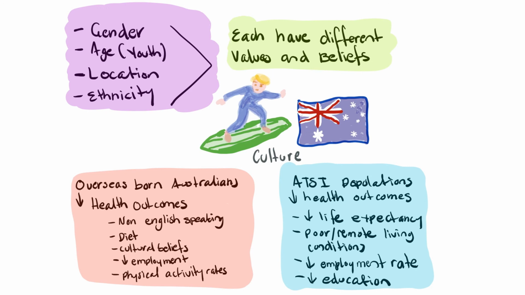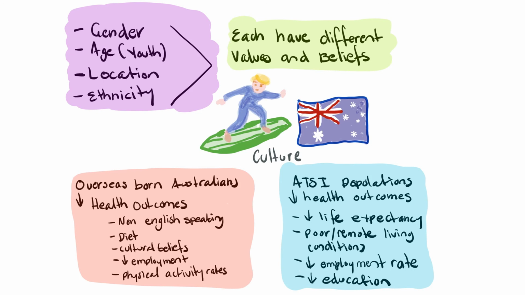Now, when we look at Aboriginal and Torres Strait Islander populations, they also have decreased health outcomes. And this generally equates to a decrease in life expectancy. So we know that there's that gap in life expectancy between Aboriginal and Torres Strait Islander Australians and non-Aboriginal and Torres Strait Islander Australians. And this is generally due to poor and remote living conditions. So a lot of the ATSI populations in Australia are living in rural and remote areas, so have decreased access to education, decreased employment rates, and decreased access to healthy foods and fresh foods.